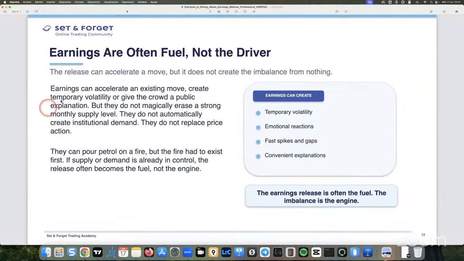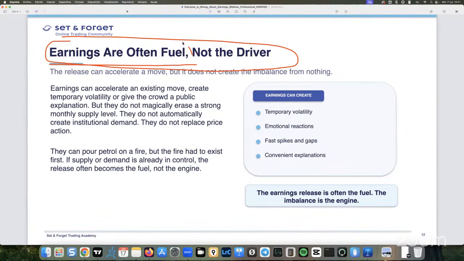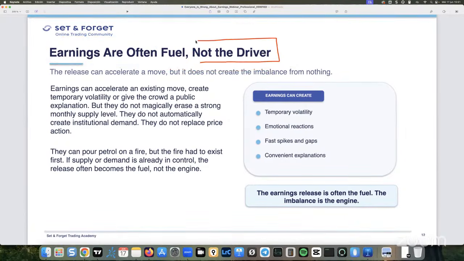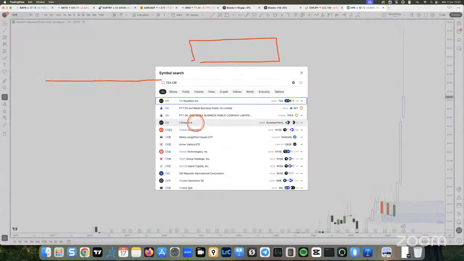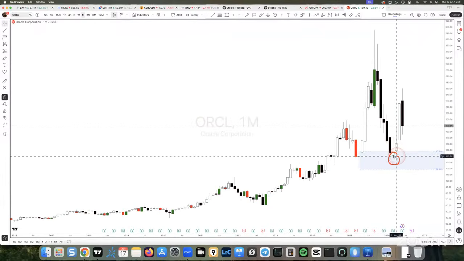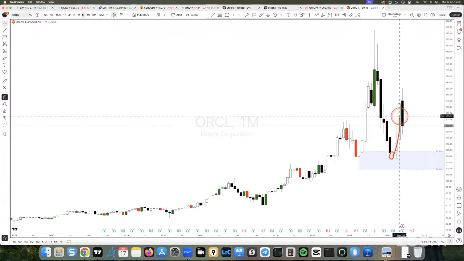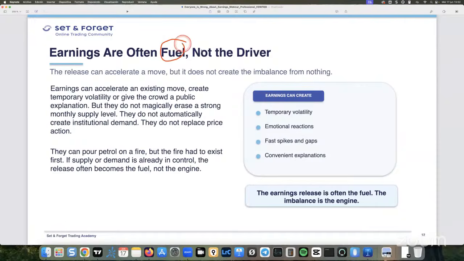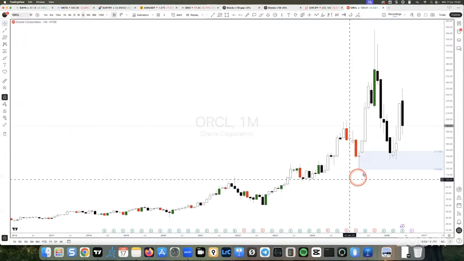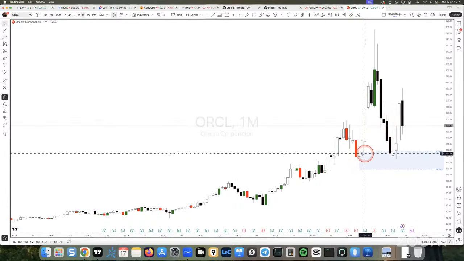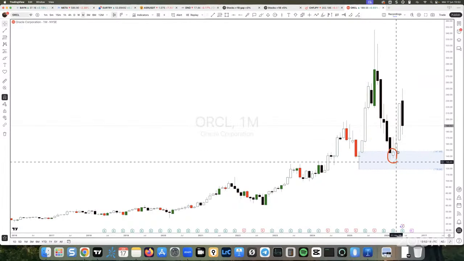So as I explained before, with IFF stock and Disney, earnings are often the fuel, the catalyzer, not the driver. The earnings release on a stock like Disney or Meta or Tesla can accelerate a move, or as we saw before on Oracle, if it happens at a demand, a large area of demand, that is the catalyzer, that is the fuel. It is not the driver. The driver is the imbalance. Price is rallying because the imbalance is in control, not because there is positive news.